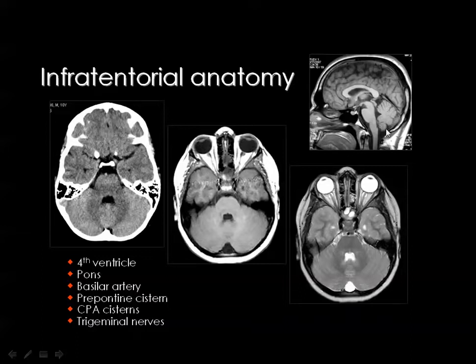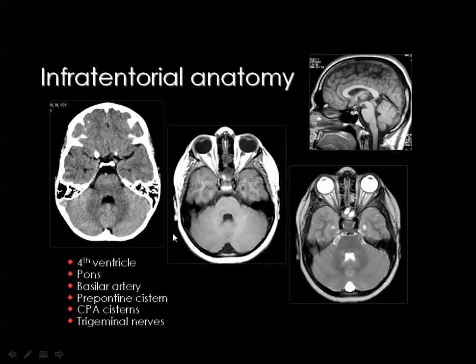And the cerebellar peduncles are the inferior one, the middle, and the superior. The middle cerebellar peduncle is the largest of them, and this is the site of the middle cerebellar peduncle, which joins the pons to the cerebellum. We have one on the left and one on the right.